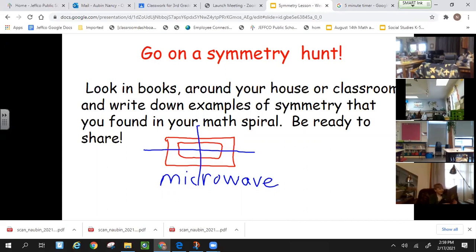Make sure you know what your picture's of so you can share it with your partner. Wow, Lena's rocking it. Gabe's got it. 1 minute left. You can get one more.